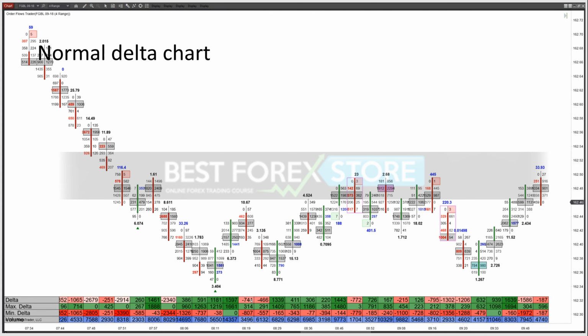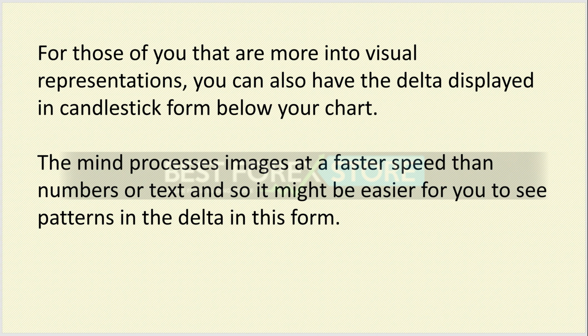I can't be bothered to learn all this stuff. Well, honestly, if you're trading for a living, you owe it to yourself to learn everything you can about the market. And delta is an important piece of information. But there are other ways you could look at delta, and you can have it in candlestick form below your chart. You don't want to have it in candlestick form up on the same chart because you're going to get confused with your actual chart.